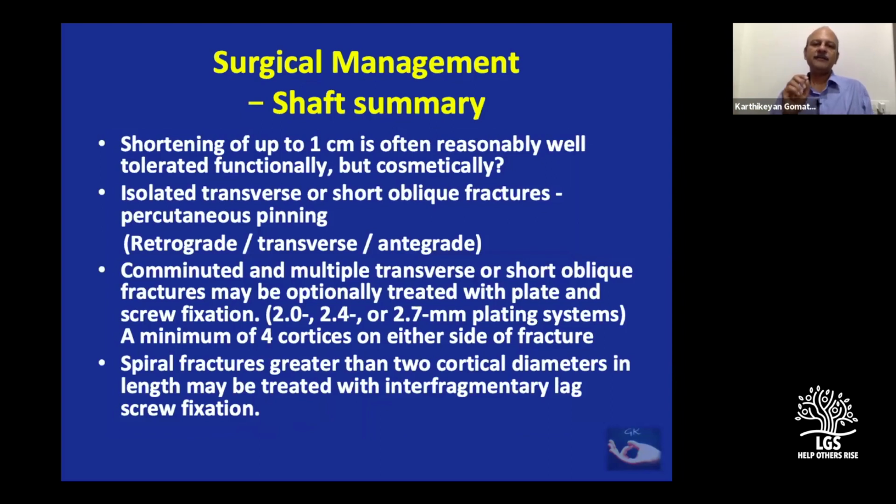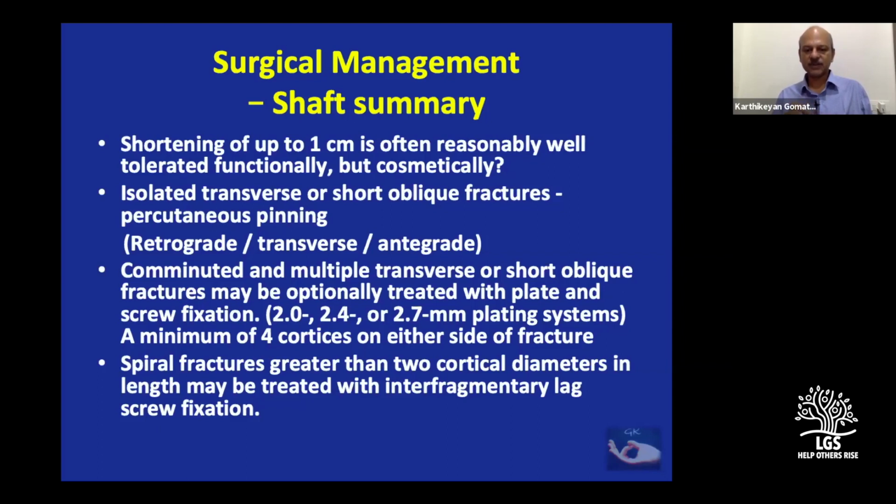So when we summarize the surgical management of the shaft fracture, shortening up to 1 centimeter is often reasonably well tolerated, but cosmetically it is not. So do not accept that. Shortening must not be present. Patients will always complain of the loss of the knuckle prominence. Second, isolated transverse or short oblique fractures, you can do percutaneous pinning, or you can do the different types of percutaneous pinning.